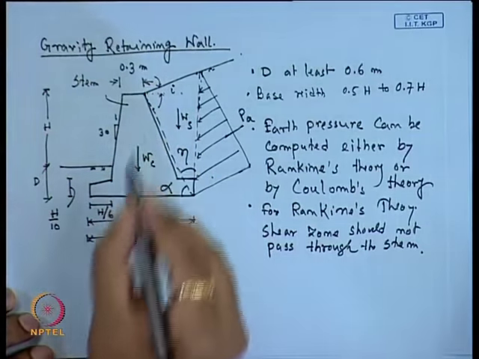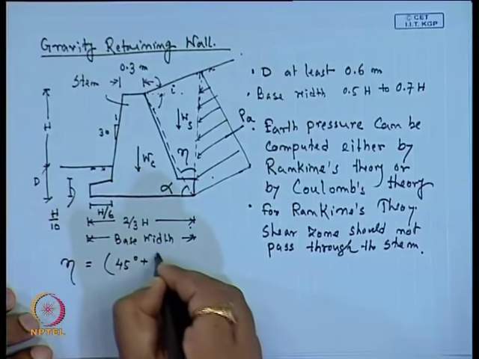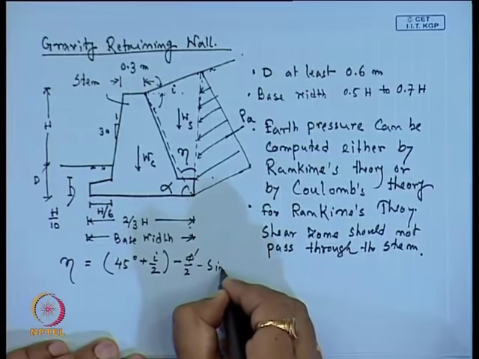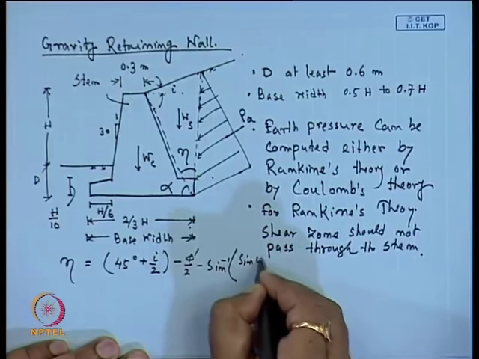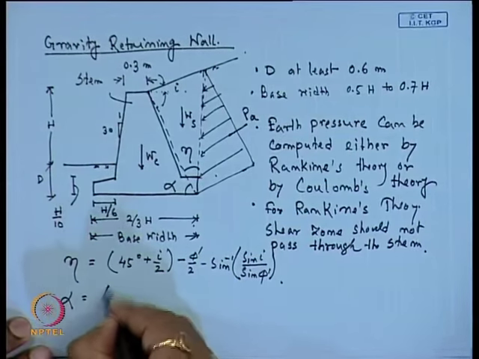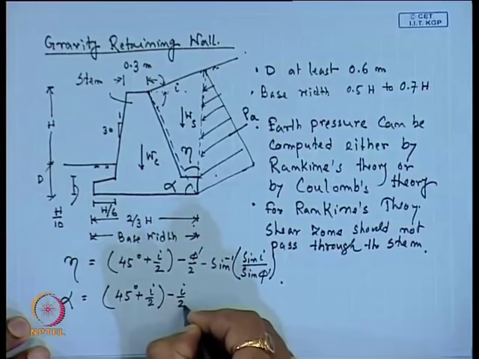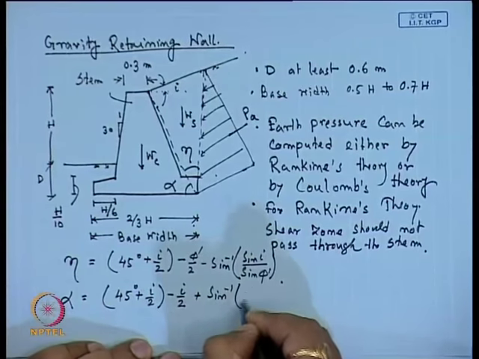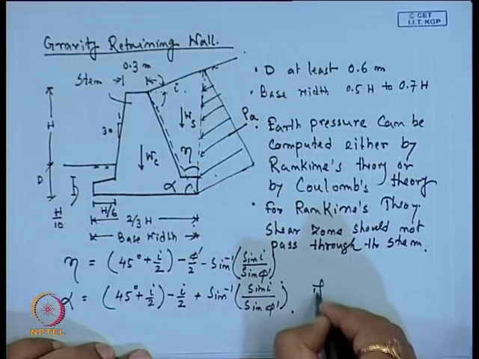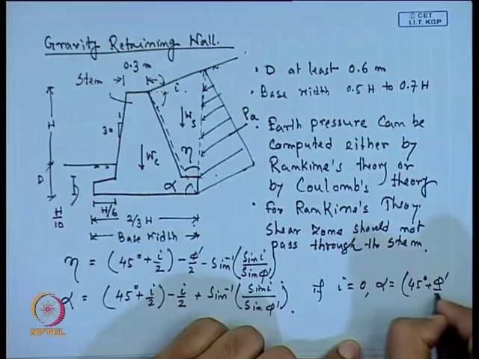So, to satisfy that condition, in this angle we can calculate, this is 45 degree plus I by 2 minus phi dash by 2, phi is the friction angle, minus sin inverse sin I divided by sin phi dash. Similarly, alpha is equal to 45 degree plus I by 2 minus I by 2 plus sin inverse sin I divided by sin phi dash. So, now if I is equal to 0, then alpha is equal to 45 degree plus phi dash by 2.